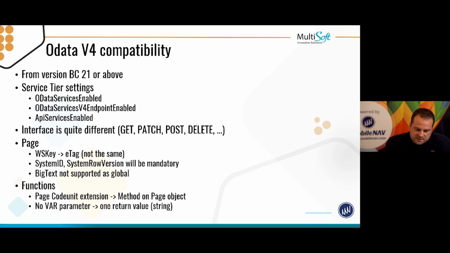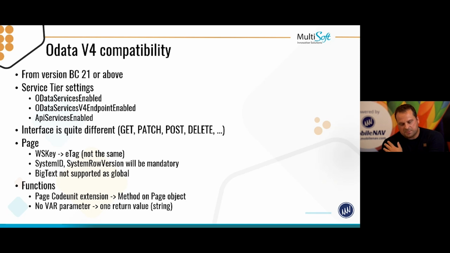As I already said, the system ID and system row version will be mandatory in the MobileNAV OData pages that you want to configure for MobileNAV, because that was technically needed in order to make OData happen inside MobileNAV. And one limitation is that big text as a global variable is not supported on the pages, but that's not our limitation. That's basically a Microsoft limitation.